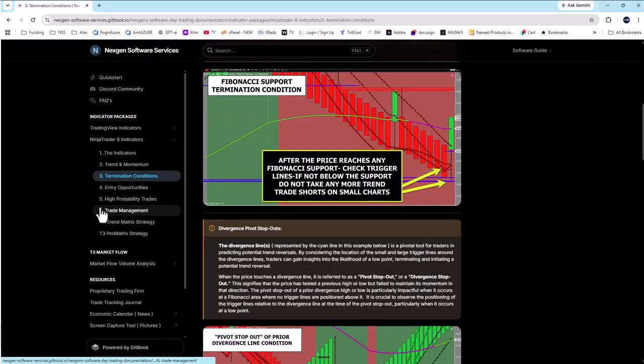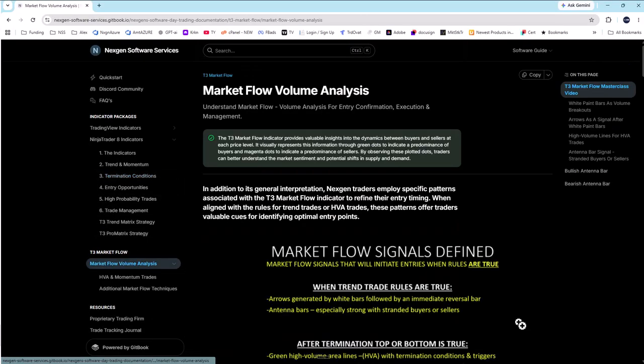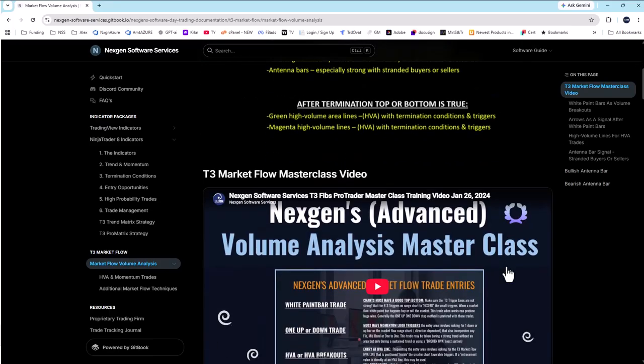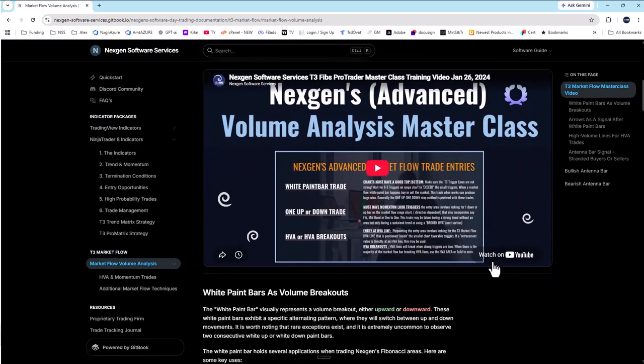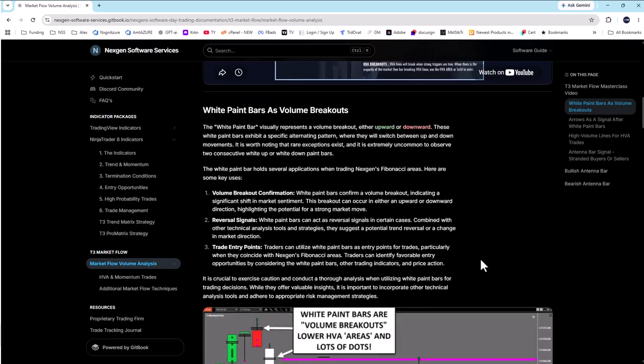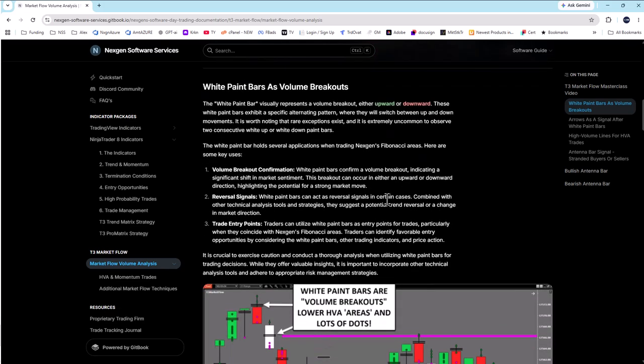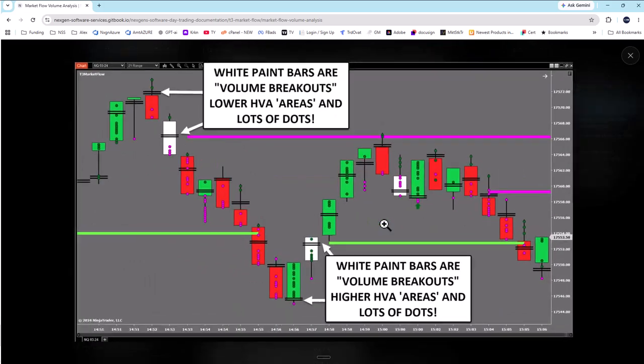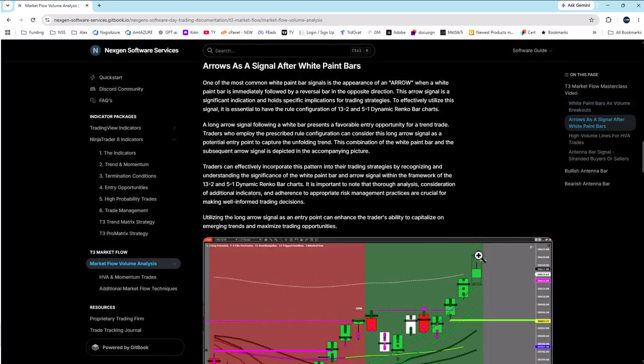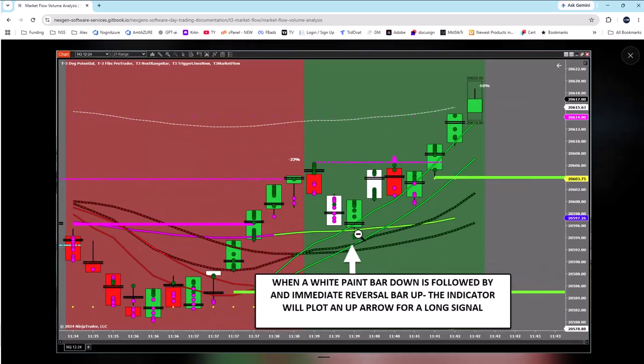I think most of you guys who've had it have known that. This is where we're going to be doing a lot of our work today. We're going to be talking about the market flow. We're going to be talking about white volume paint bars and how they present opportunities for us. We're also going to talk about market flow signals on a range chart.